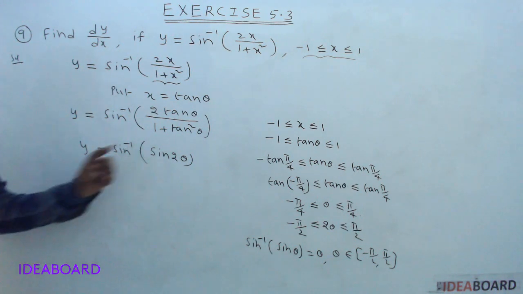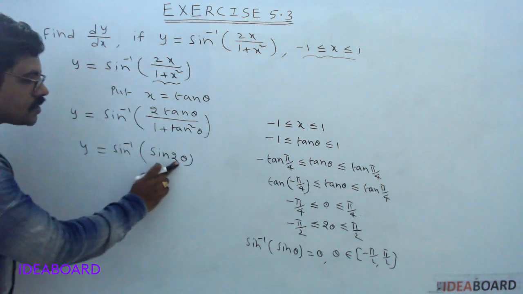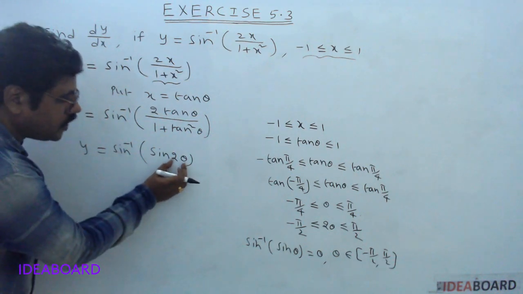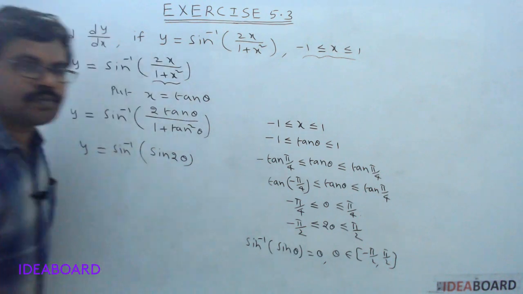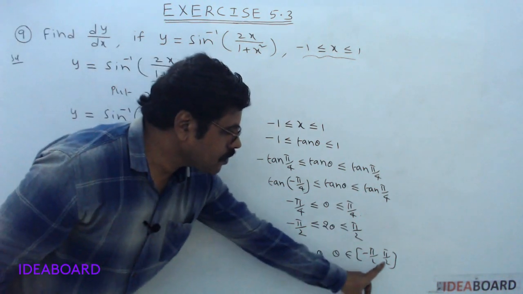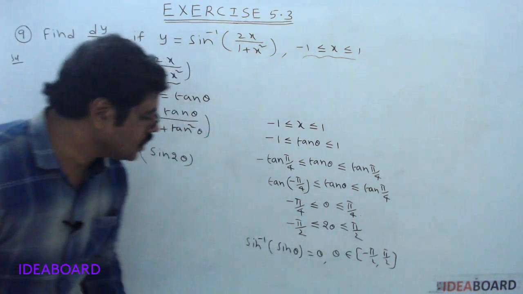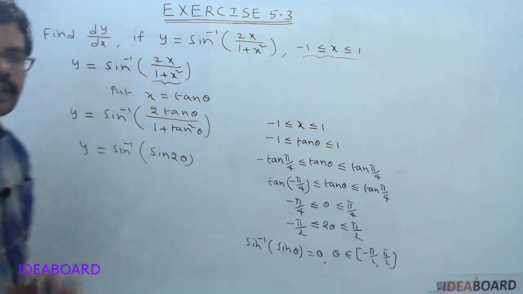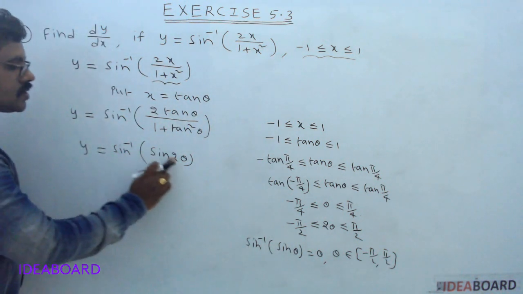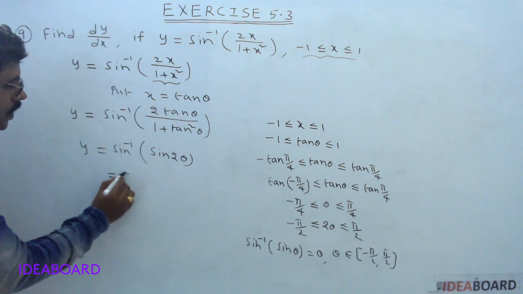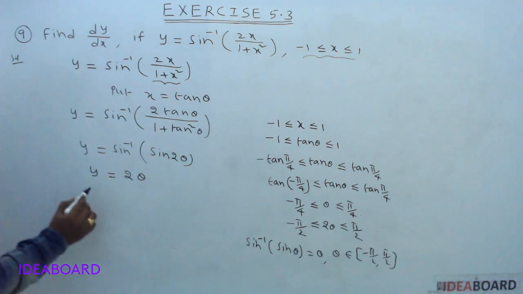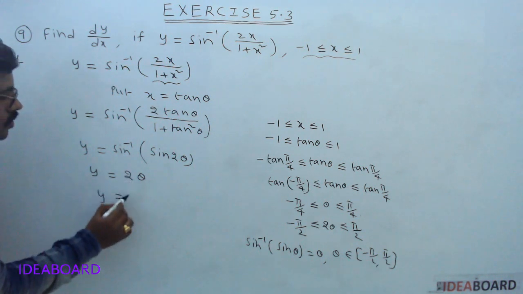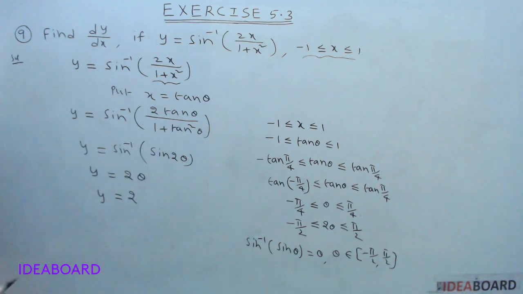Now, if you observe this condition, sine inverse of sine 2 theta, now this 2 theta value lies between minus pi by 2 and plus pi by 2. So, minus pi by 2 to plus pi by 2 is the range of sine inverse, so that sine inverse of sine 2 theta can be written as 2 theta. So, this is y equals 2 theta. Once again, y equals 2 into theta.